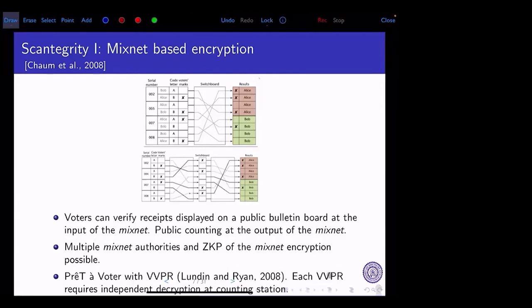Mixnets without VVPRs have been tried in large elections in the United States, at the pilot level, but they have not become popular. So those pilots were considered to be failures. So though you can give mathematical proofs that this is tamper-free, convincing the public that it is the case is hard, and the public doesn't even understand what is going on. So that's not considered to be a valid or a proper election.